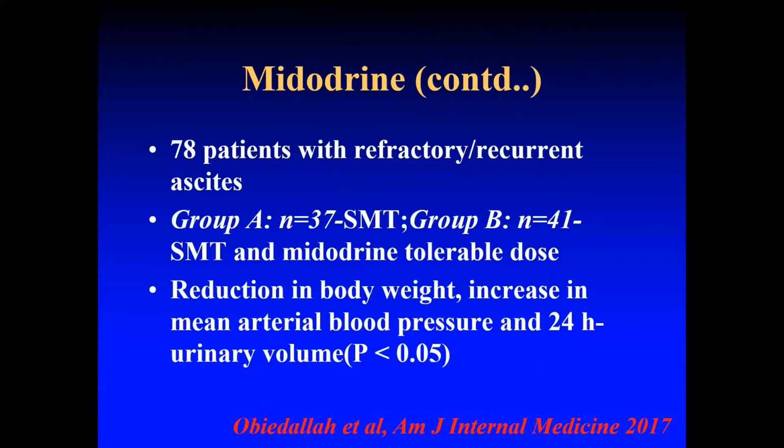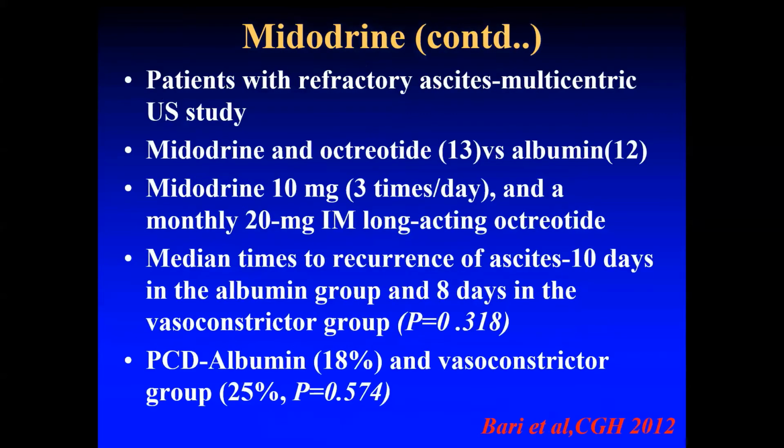This is another study in which they looked at midodrine in 78 patients with refractory or recurrent ascites. Group A had 37 patients on standard medical therapy, and group B was 41 patients in the midodrine group, and there was a reduction in body weight, increase in the mean arterial pressure, and 24-hour urinary volume. However, this is another study.